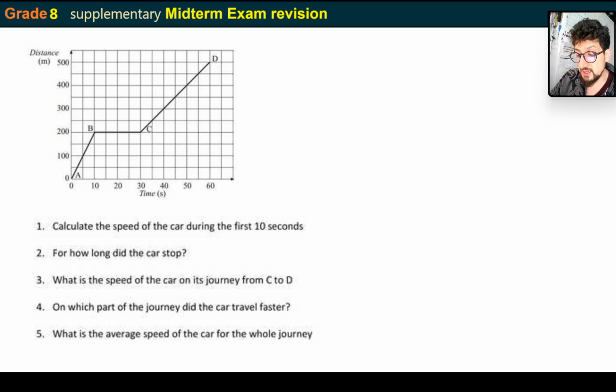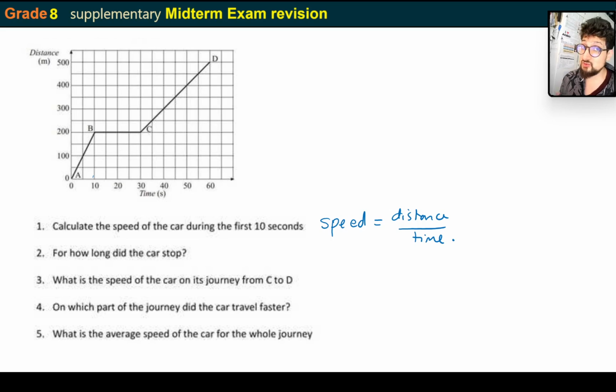Calculate the speed of the car during the first 10 seconds. Okay, so how do we calculate the speed of the car during the first 10 seconds? We've got a distance-time graph, and we're asked to calculate the speed of the car during the first 10 seconds. First thing I need to do is look at the graph and realize that 10 seconds is right over here. That is 10 seconds, okay? And I need to calculate the speed of the car. Now, the speed of the car is going to be rise over run, because we know that speed equals distance over time.